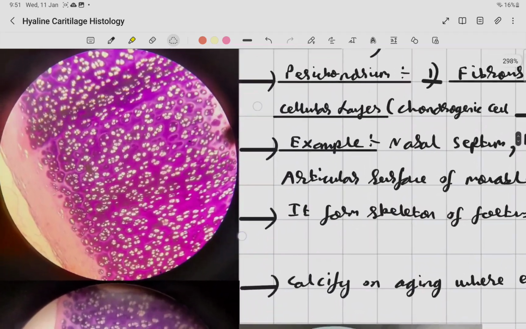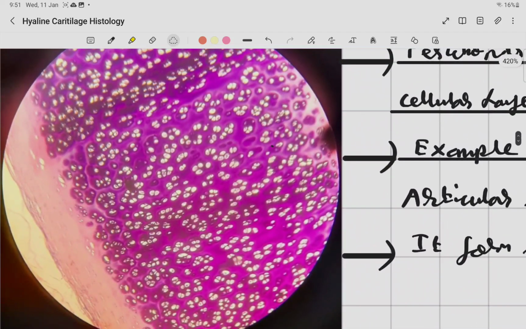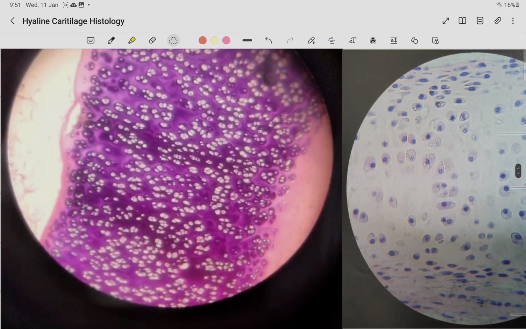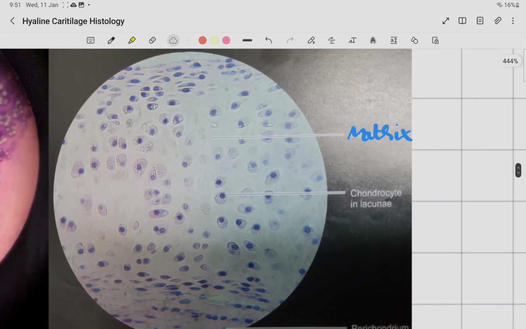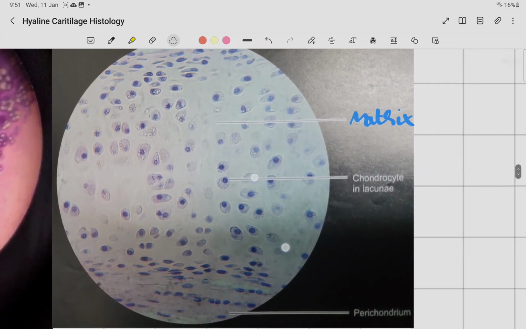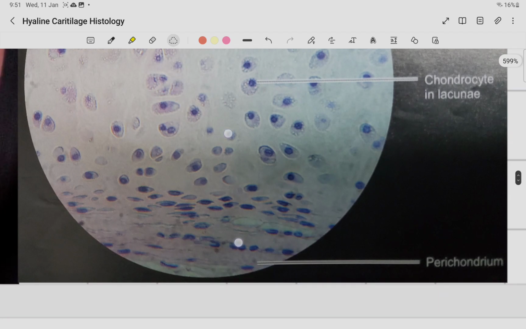Let's see the diagram. As you can see, this is the hyaline cartilage. This is also hyaline cartilage, where we can see the matrix. The chondrocytes are present in lacunae and the perichondrium is present, as you can see here.